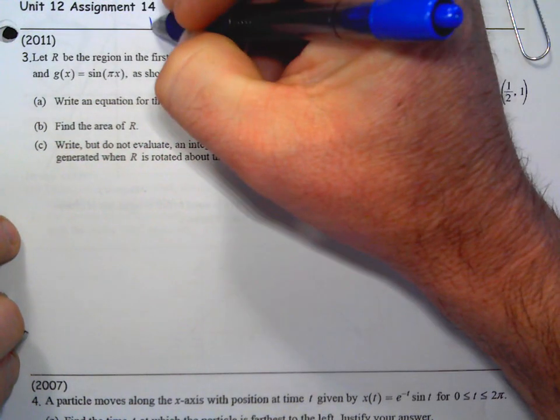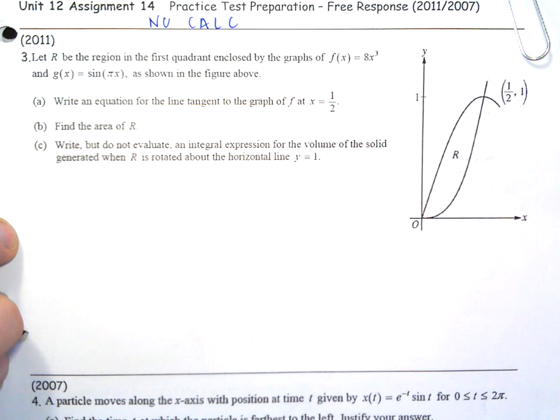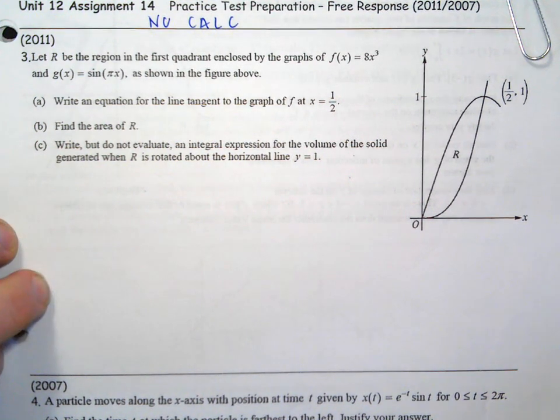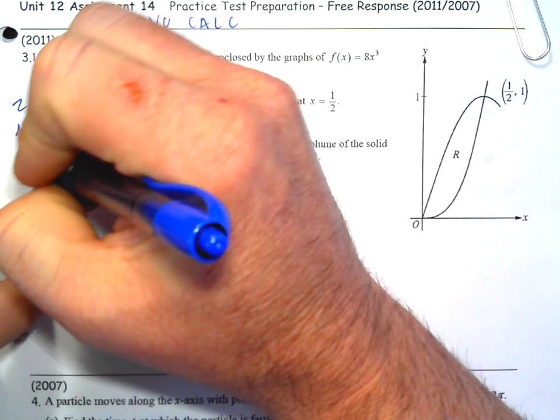These are all no calculator problems. And so the point breakdown on this one's 2, 4, 3 to add up to 9.